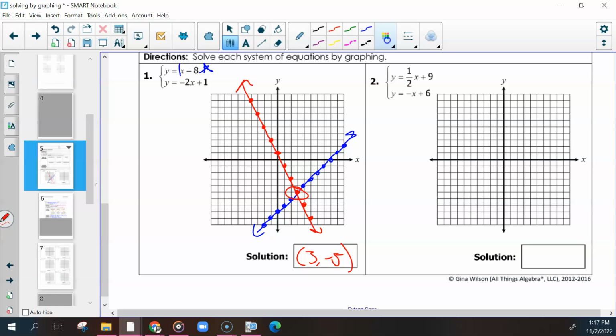Do we have any questions on that process? How we graph those lines? How we got that answer? Anything like that? Pretty simple. Okay, we're going to do one on the next page.